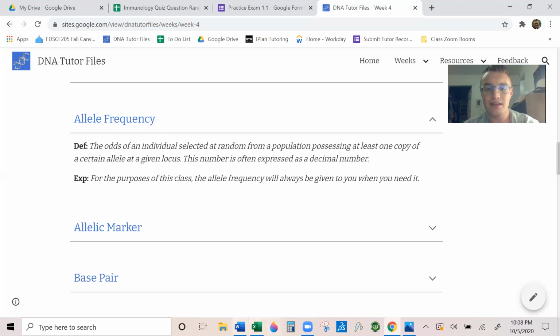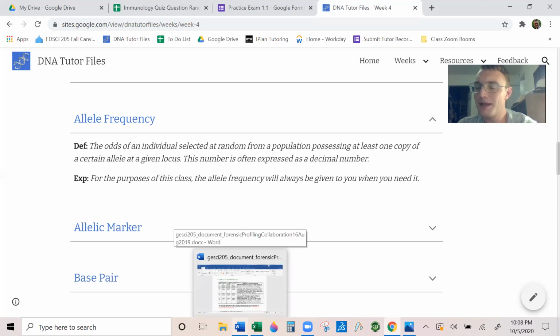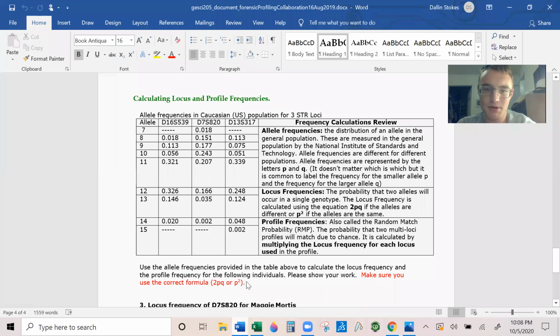So in this class you will never have to calculate an allele frequency. We'll always give them to you in a table that looks like this. But I find it helpful to understand where these numbers come from so that you can know and understand how allele frequencies work.